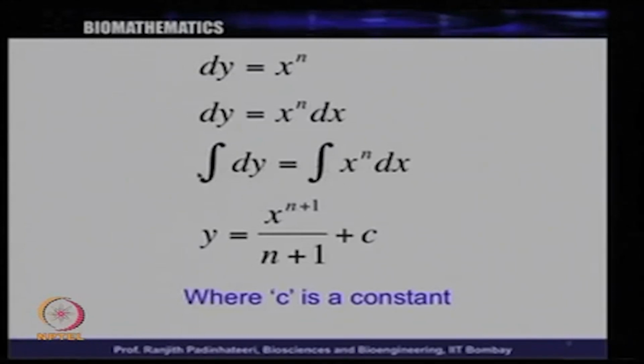Anytime you do such an integral, you have to add a constant, because you are only told about the slope, you have no idea about the y intercept or anything. So you have only an idea about slopes. Just slope alone will not give you the exact position of a curve, you need one more variable, and that variable is c. So what you should understand from this slide is that the rule is that the integral of x power n is x power n plus 1 by n plus 1.